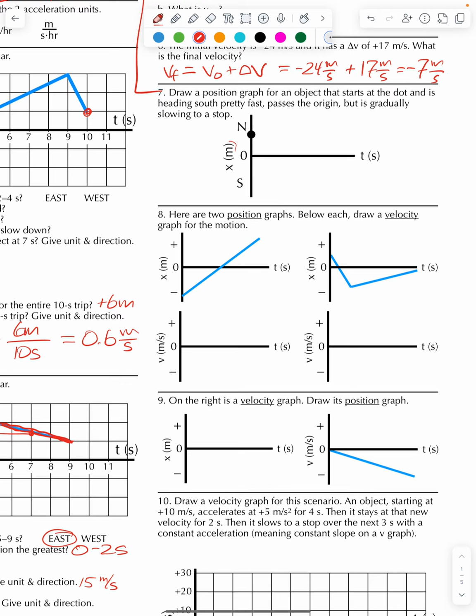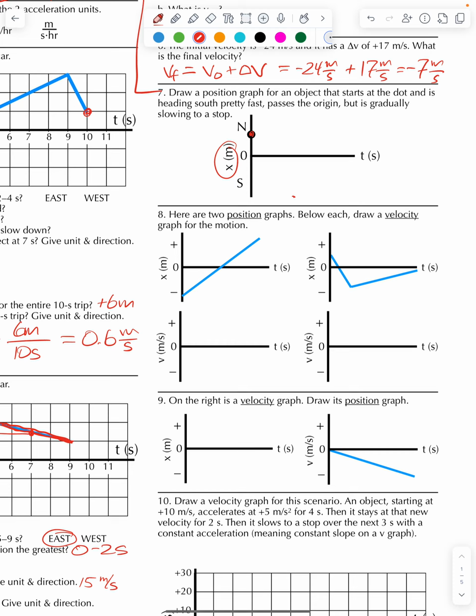Draw a position graph. So again, remember, always pay attention to what kind of graph it is. For an object that starts at the dot and is heading south pretty fast, passes the origin, but is gradually slowing down to a stop. So we're starting here. Now, how do we draw heading south? We have to be heading down towards the bottom, right? But it's starting pretty fast. Remember, on a position graph, the slope is how fast you're going. The steeper the slope, the faster. And it says it's gradually slowing down. So our slope needs to gradually slow.